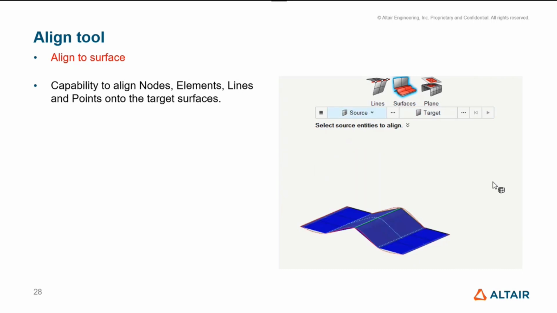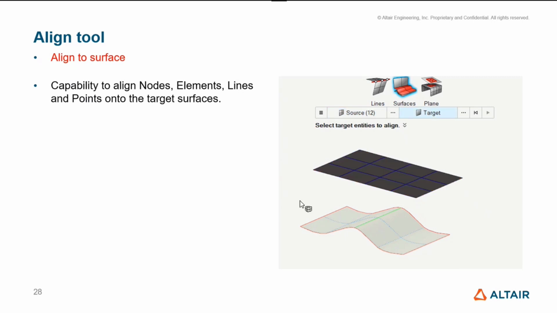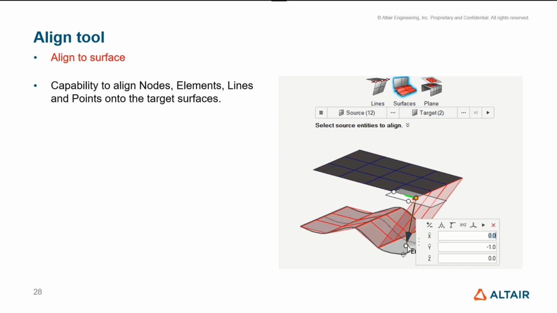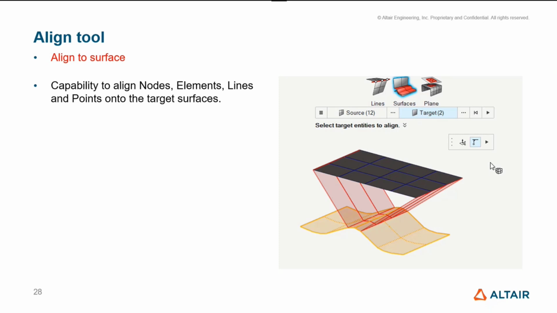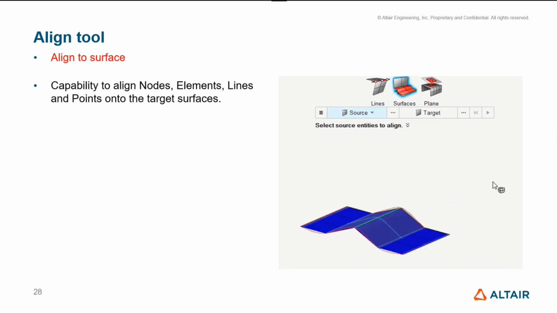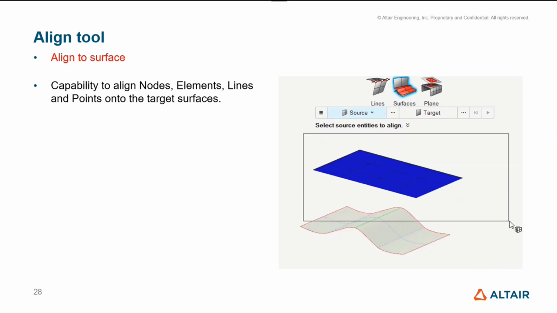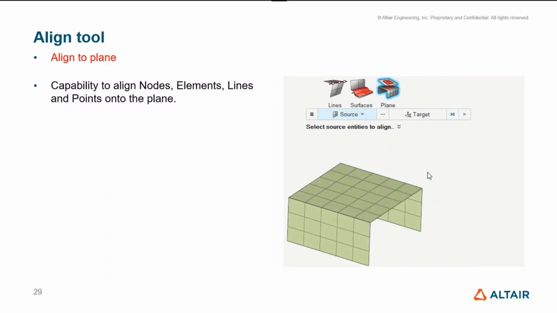So the next one is align to surface. In this case, the user can select source as elements, points, lines, all of those nodes, and in the target, the user can define multiple surfaces. In this case, you can see that the underneath surface is multiple surfaces having different normal directions, where I'm defining the custom direction to project so that all the nodes or elements can be projected onto the multiple surfaces.